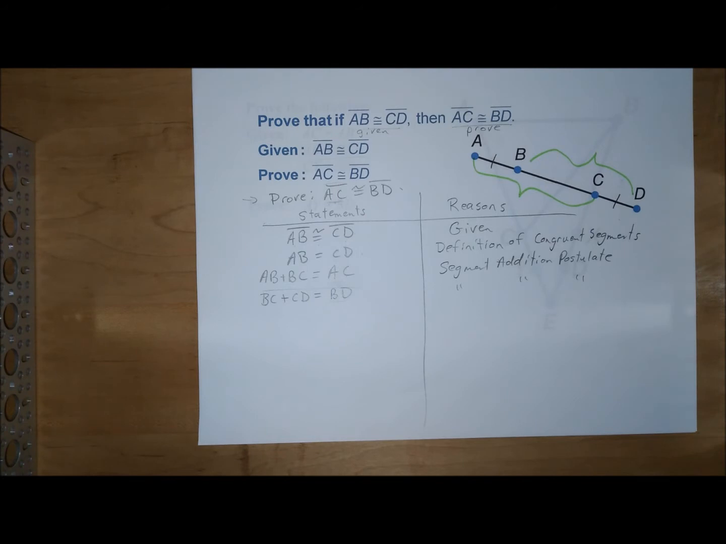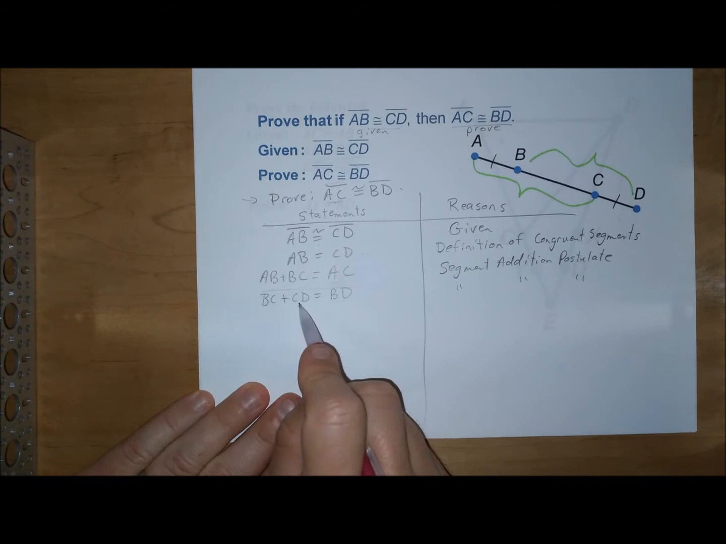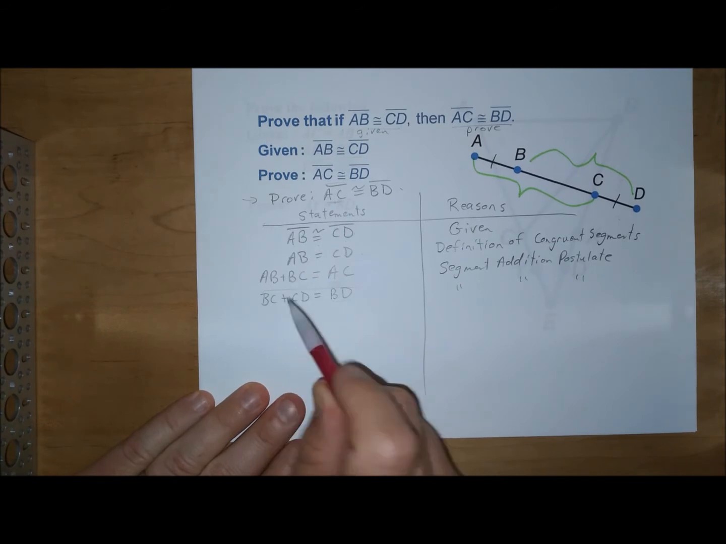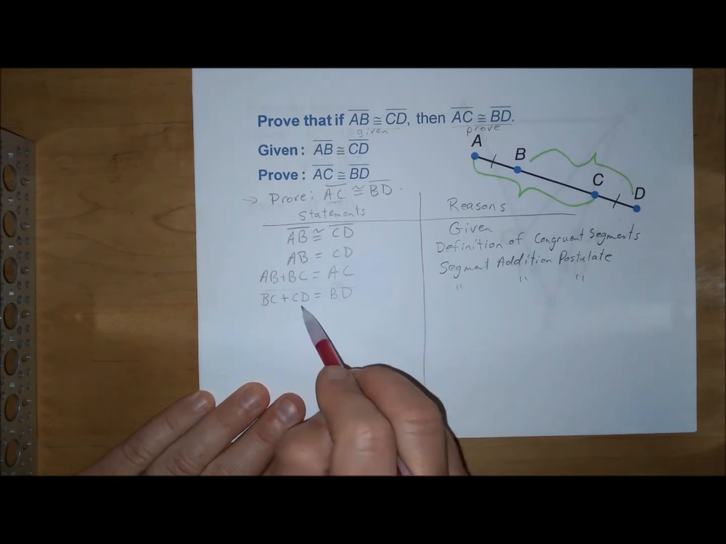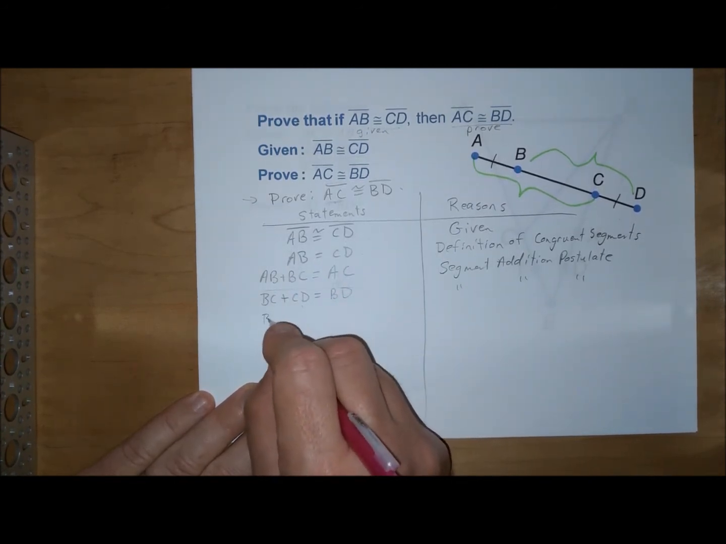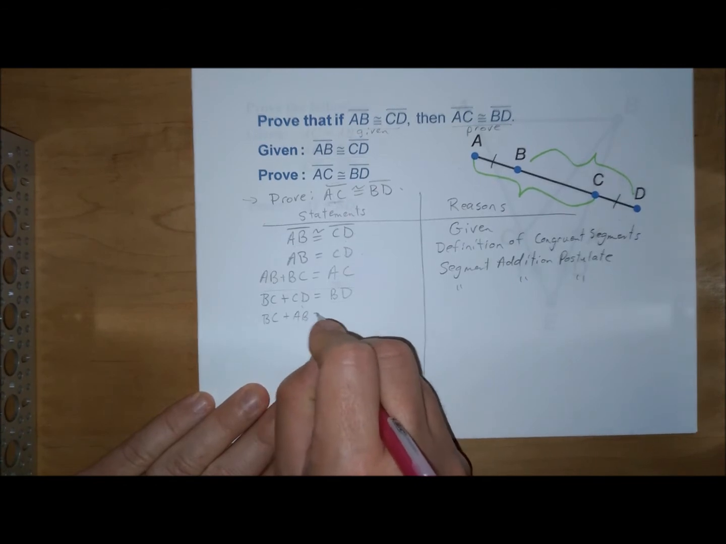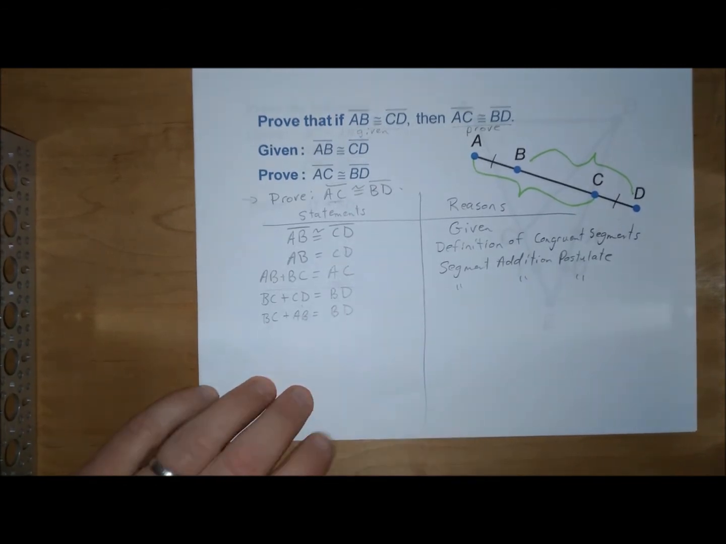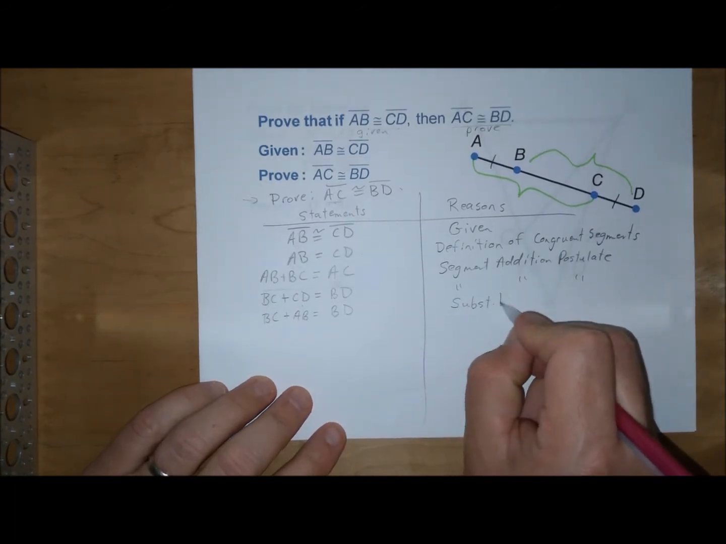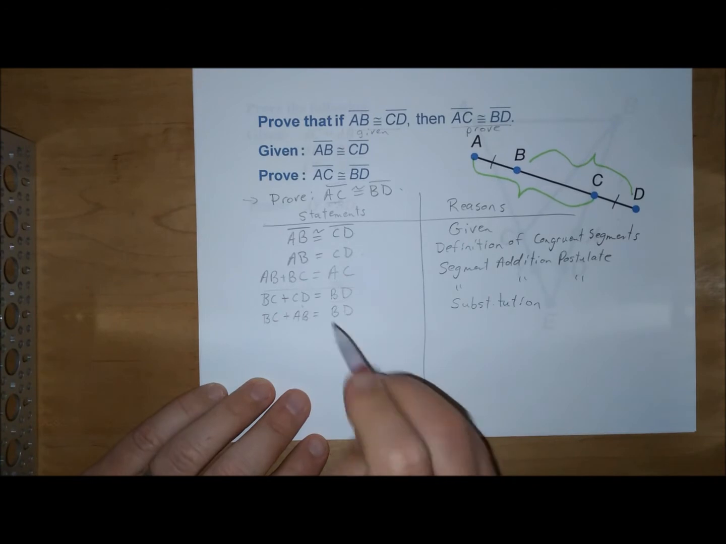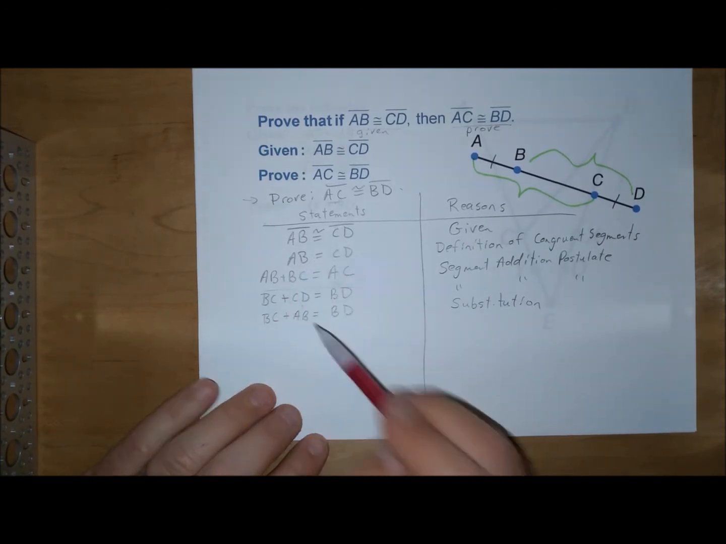Now, where would we go from there? Could I go ahead and substitute something in for CD? If AB equals CD, could I substitute AB in for CD right here? Could I write this as BC plus AB equals BD? What did I do there? I substituted, right? That's a substitution. Just substituted AB in for CD right there.